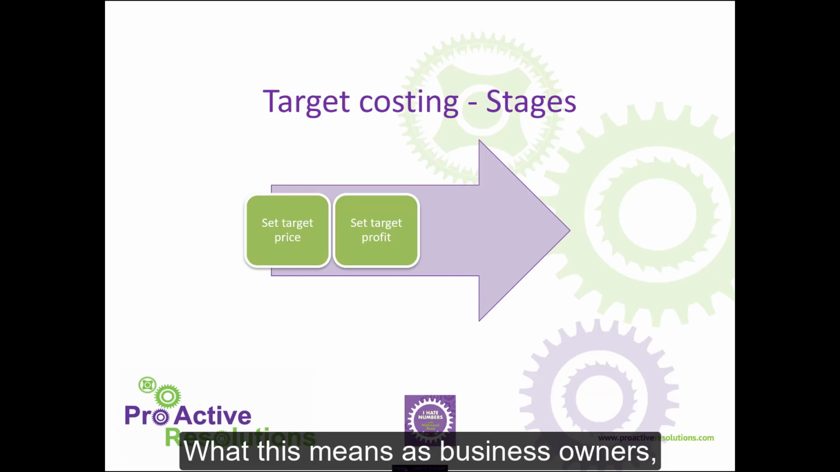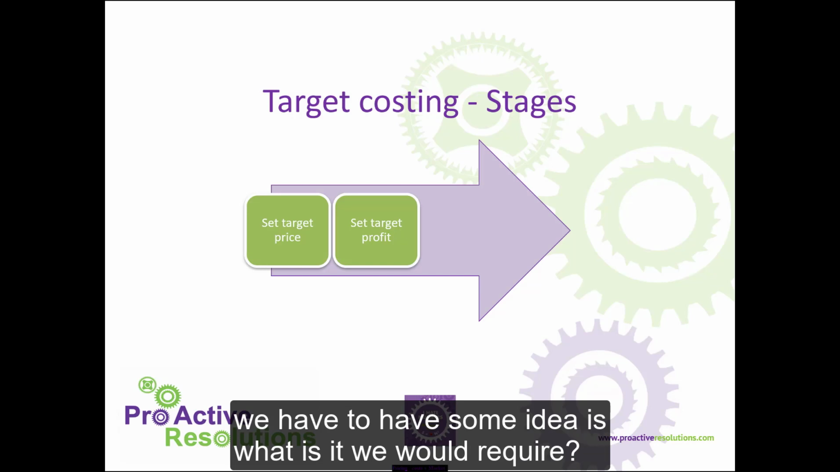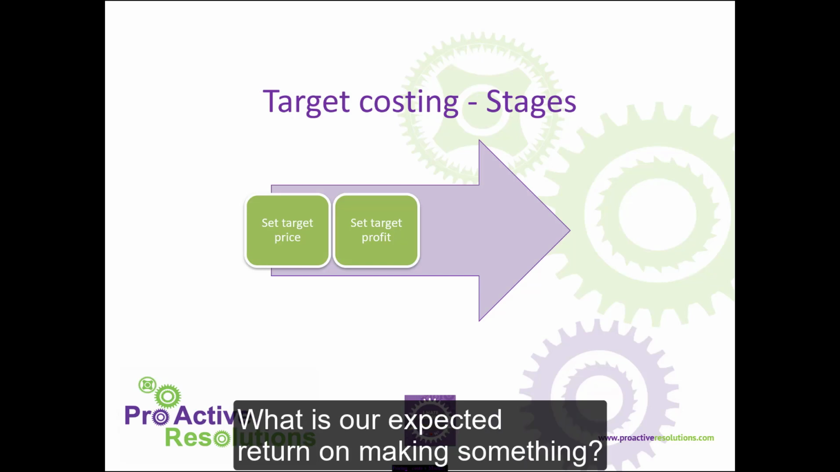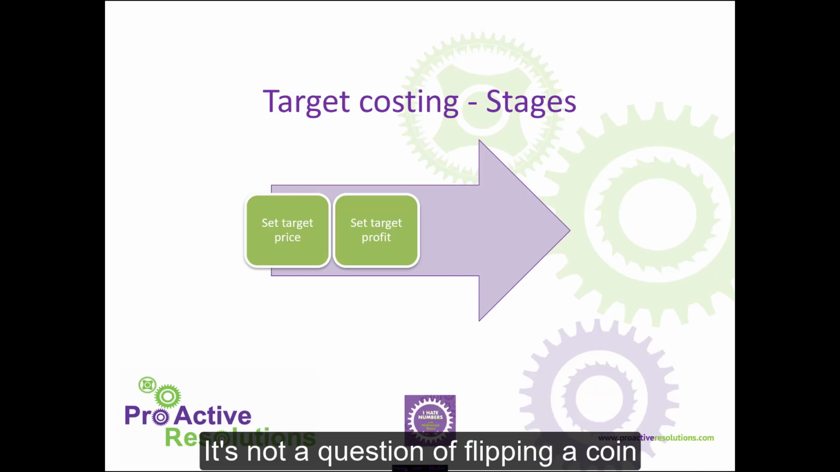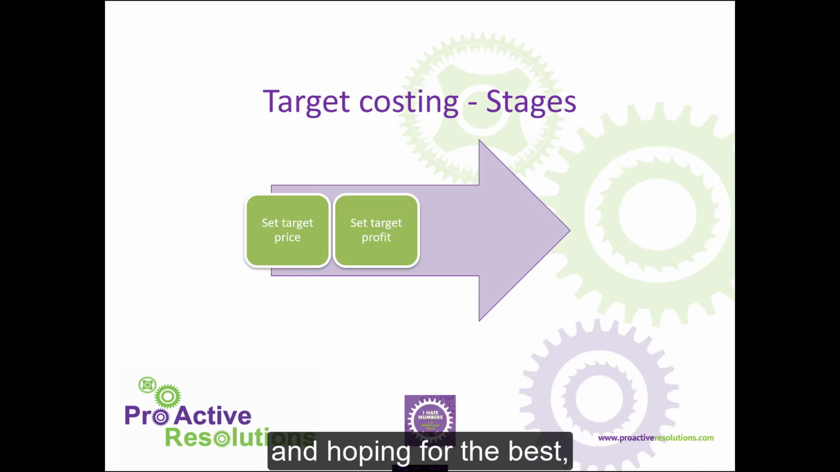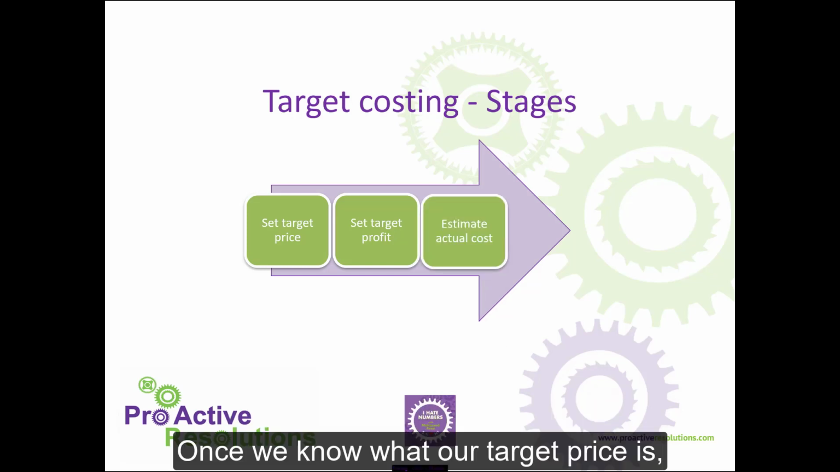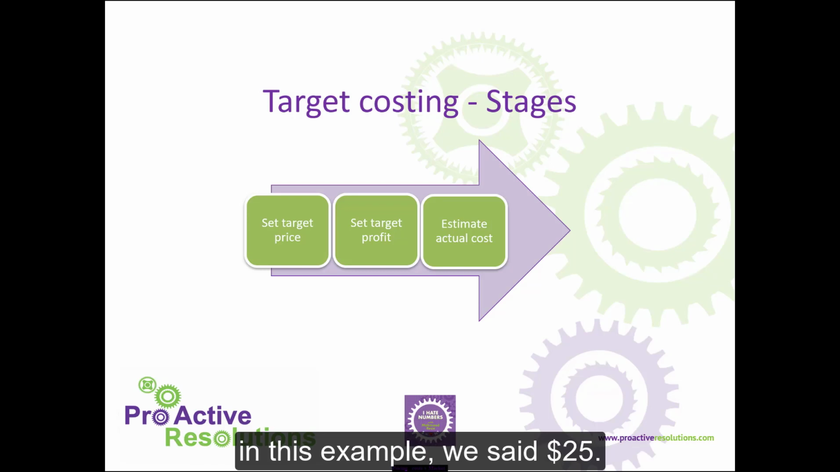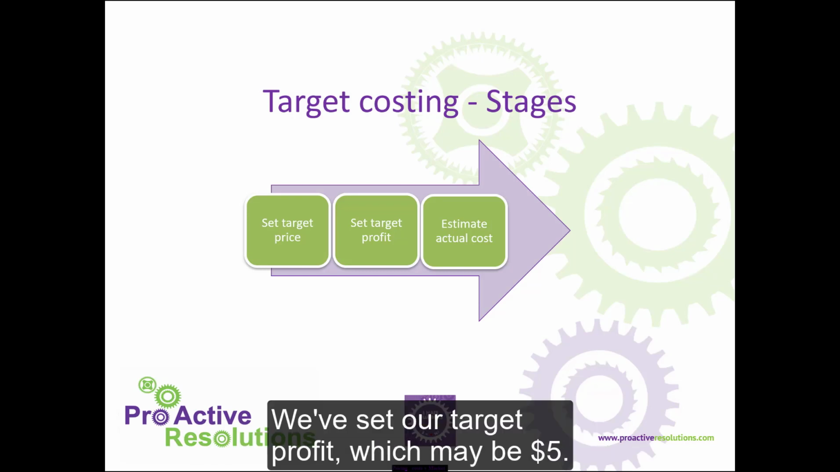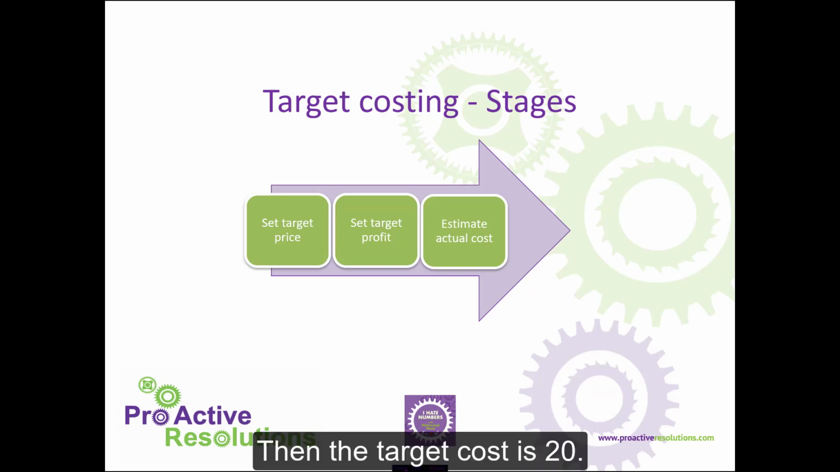What this means as business owners, we have to have some idea of what is our expected return on making something. It's not a question of flipping a coin and hoping for the best. Some expectations need to be established at the start point. Once we know what our target price is, in this example $25, we've set our target profit, which may be $5, then the target cost is 20.